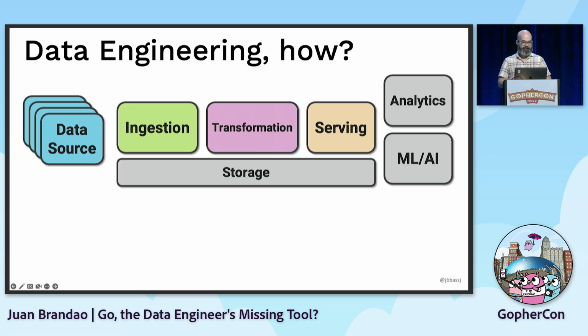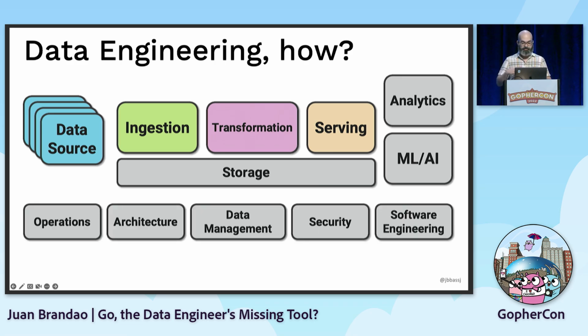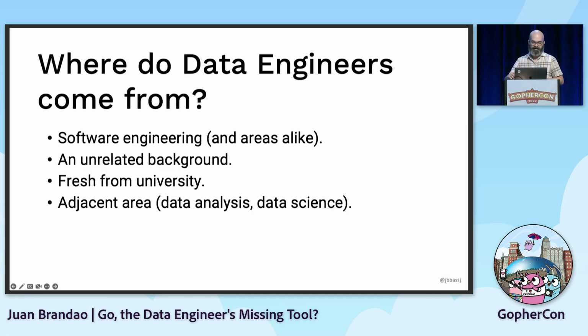Across all of that, we need a storage to store the intermediate representations of data until it takes its final shape. And given the expectations put on these systems today, we have standard practices embedded in the lifecycle, including operations, architecture, data management, security, and software engineering. All these buckets have a huge list of tools available that comprise the data engineer's toolbox. But where do data engineers come from?